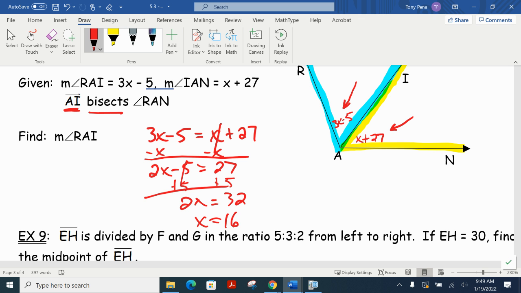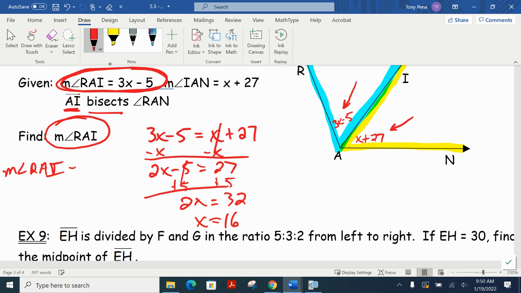Okay, is that the answer we're looking for? No, we need that, but we're ultimately looking for this right here. So we're looking for RAI. The measure of angle RAI, you were told right here, is 3 times x minus 5. So I'm just going to do 3 times that x value minus 5. So the measure of angle RAI is 48 minus 5, which is 43 degrees.